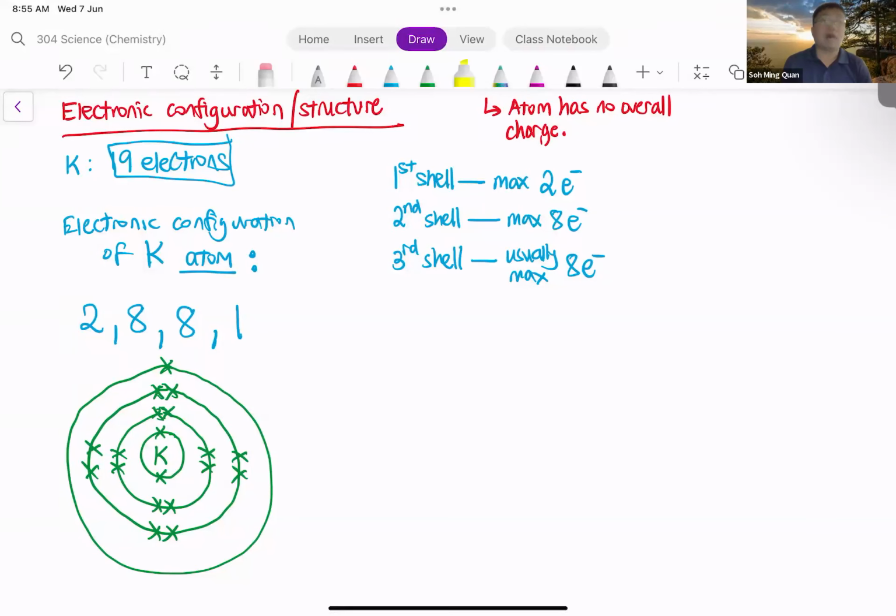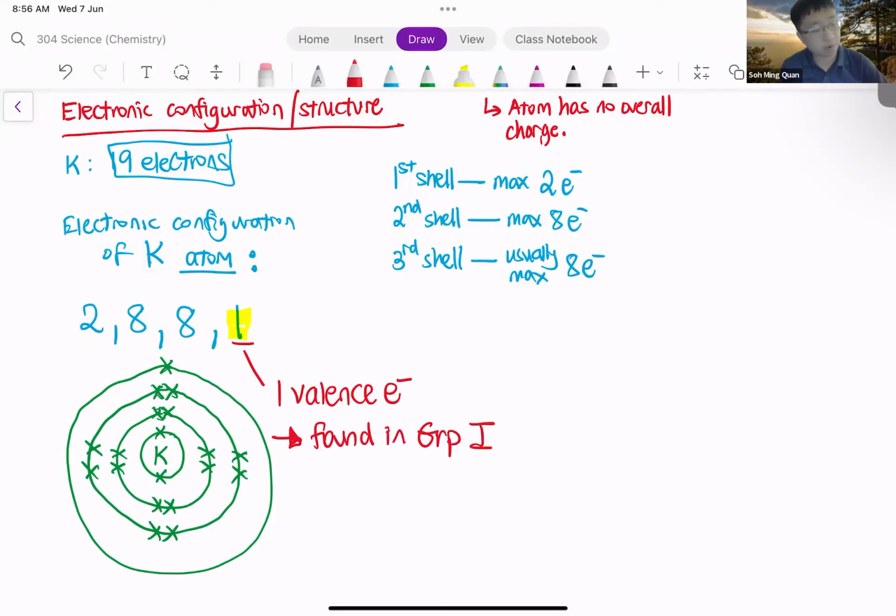Okay, now actually this 2881, the electronic configuration, tells you many things. Now let's learn to unravel and decipher some of the information that this electronic configuration tells you. First and foremost, you notice there's 1 electron in the outer shell. The outer shell is called the valence shell. So it has 1 valence electron. 1 outer electron, 1 valence electron. This is crucial.